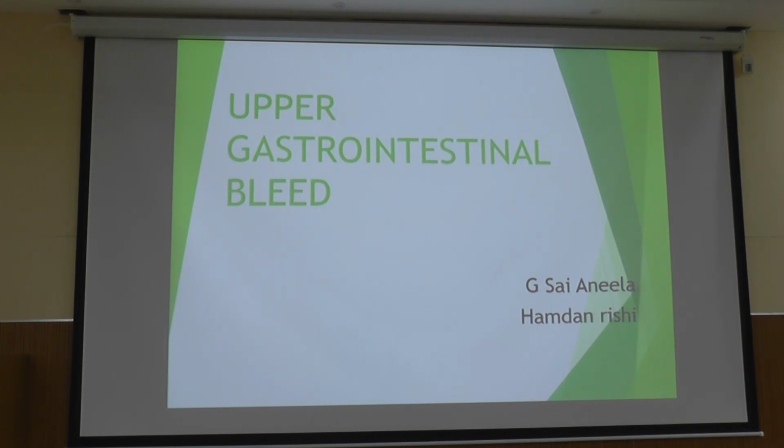So what is GI bleed? Can anyone tell what is GI bleed? Bleeding from the GI tract, bleeding into the lumen. Okay. So the source of bleeding is there in the GIT, which includes starting from your lips till the anal canal. And it is not bleeding outside the GI tract. It is bleeding into the lumen of the GI tract. Then we tell it as a GI bleed.